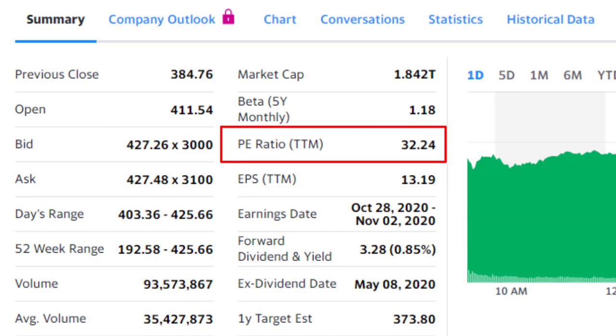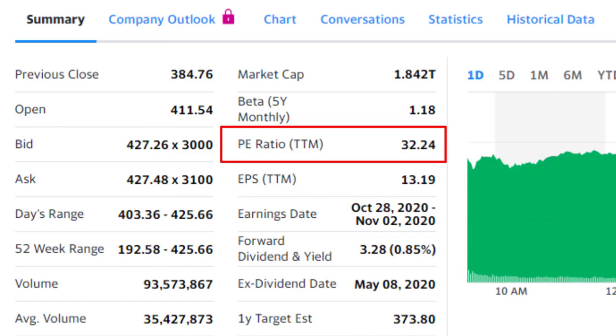At the time of this recording, the S&P's PE ratio is 28, but the current average for the last 5 years is 16. Therefore, anything under 16 would be considered a good value. Apple has a PE ratio of 32.24, which is very high. A higher PE ratio shows that investors are willing to pay a higher share price today because of growth expectations in the future.